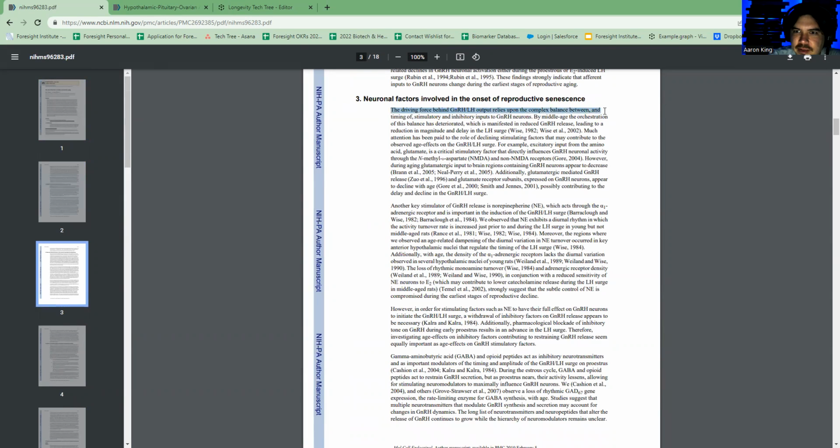Driving force behind the magnitude and timing of inputs to the GnRH neurons. In middle age, orchestration of this balance deteriorates, and it should manifest in reduced GnRH release in magnitude and delay. Changes in signaling factors may contribute to these observed age effects. The excitatory input from the amino acid glutamate is a critical stimulatory factor. However, during aging, glutamatergic input to the brain regions containing GnRH neurons appears to decrease.